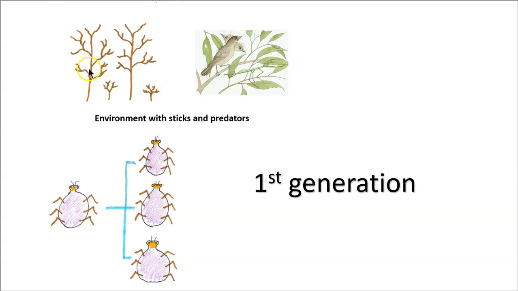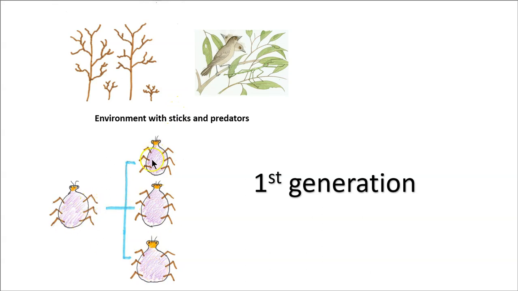The context is we're in an environment with sticks, and then we've got predators. And predators are going to be eating some individuals that they see and not eating the individuals that they don't see. So the stick environment is going to set the standard for the quality of camouflage. And the birds, being the selection factor, are going to be determining who's going to be winning the struggle for existence. So here we have our first generation.